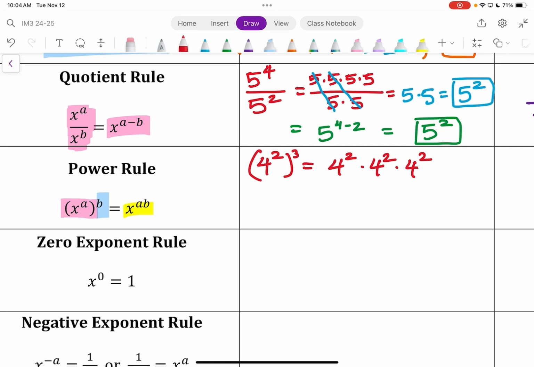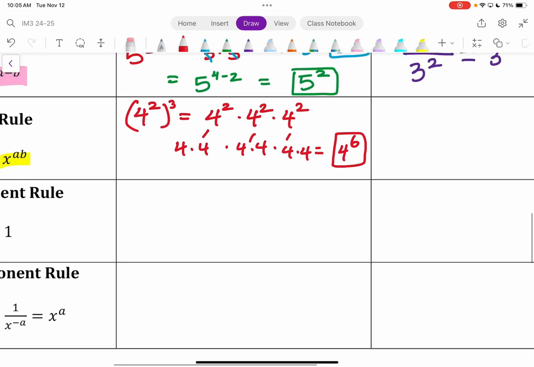But we have some layering here because we have some exponents inside of what we just did. We have 4 squared times itself 3 times, but we also have to rewrite the 4 squared. 4 squared is 4 times 4. So I could rewrite this as 4 times 4 times 4 times 4 times 4 times 4. This is 4 times itself a total of how many times? If you count them up, 1, 2, 3, 4, 5, 6, giving you a final solution of 4 to the 6th power.